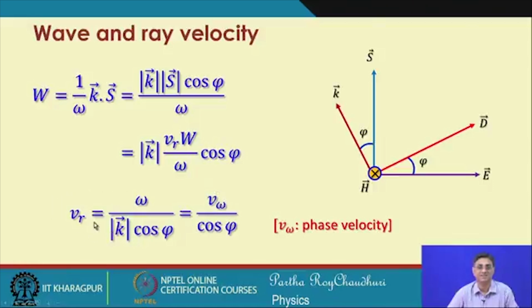So, the ray velocity and the magnitude of the ray velocity and that of the wave velocity, they are related by a factor of cosine phi, which is the angle between the direction of propagation of the energy, whereas k, the one which represents the direction of propagation of the wave, they make an angle phi between them.